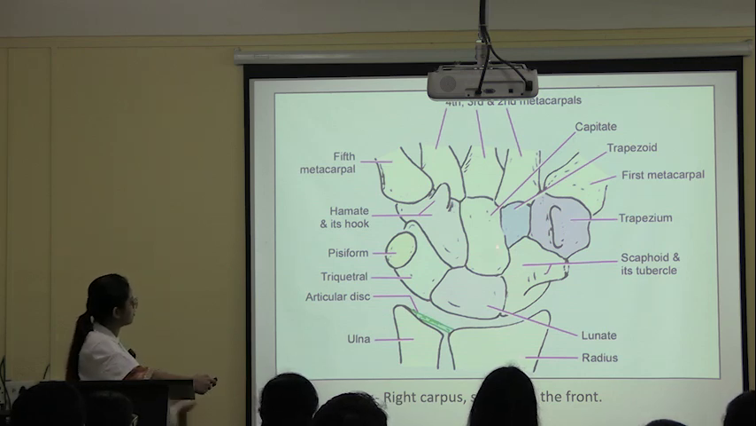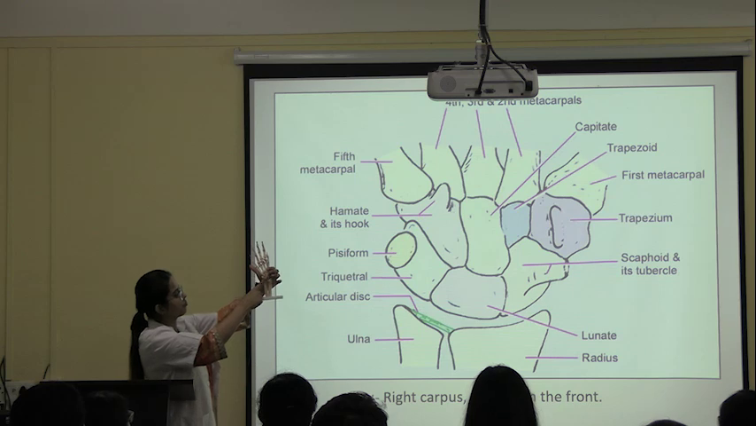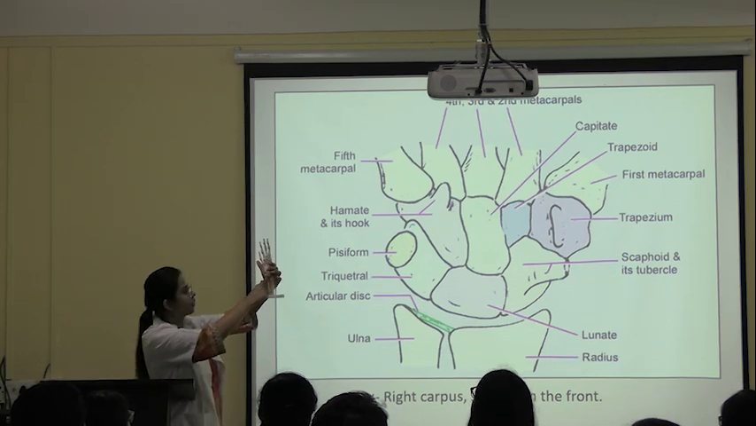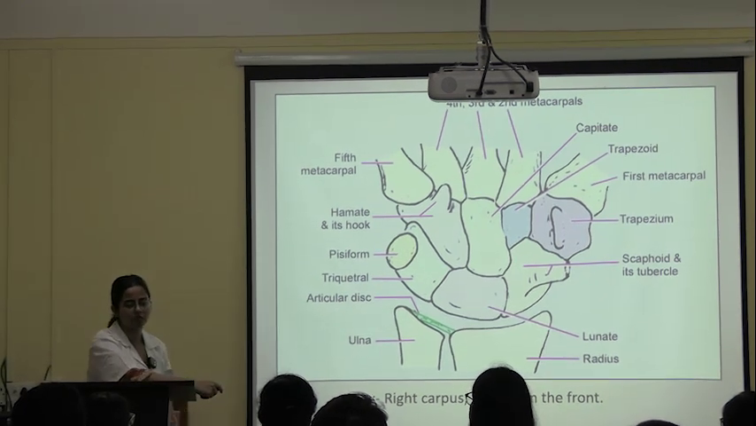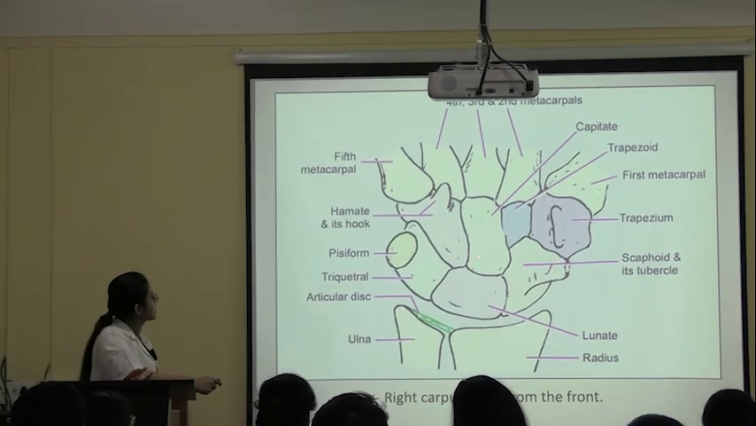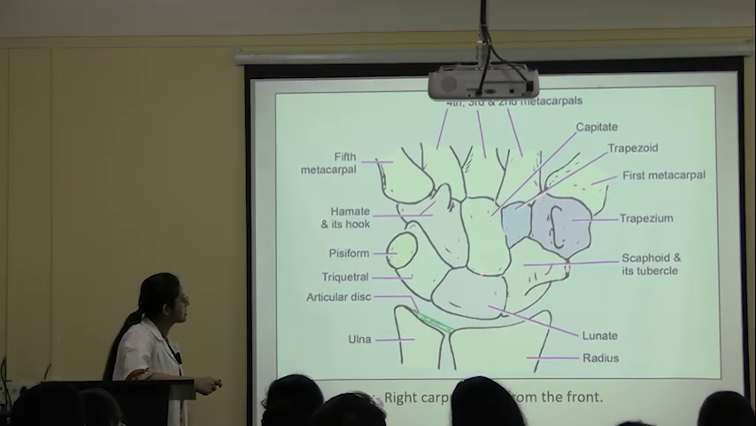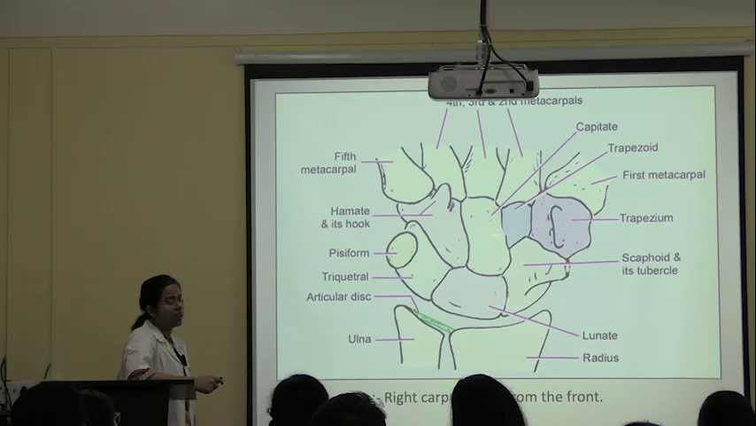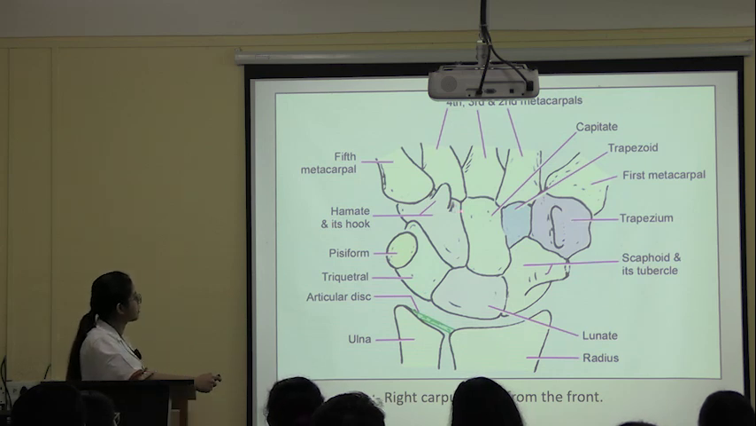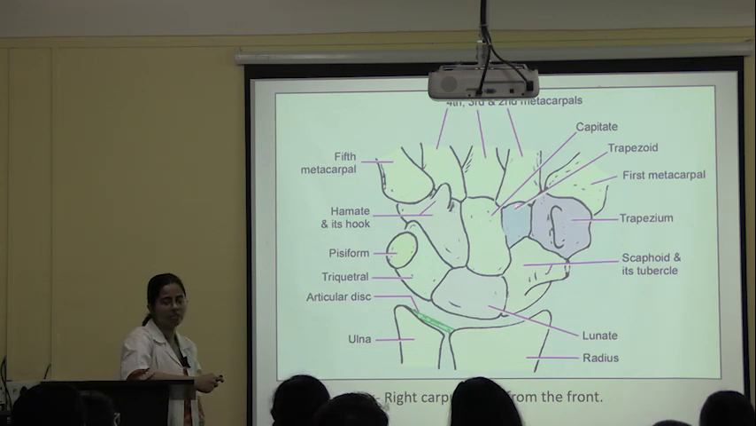And this is the capitate bone. This is the capitate. This is the largest carpal bone. It has a head in the proximal part, and a triangular base in the distal part. And again, you know now how to tell the articulations.